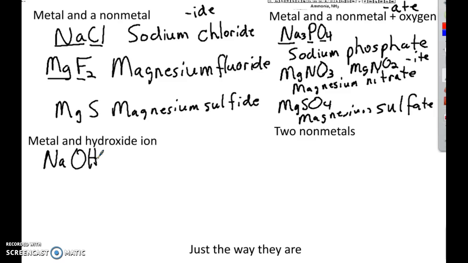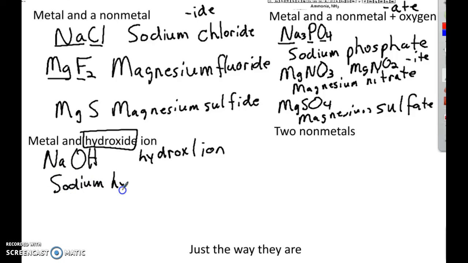Okay, OH is called a hydroxide ion, or sometimes you will hear it called a hydroxyl ion. But either way, same thing. Hydrox, hydrogen, oxygen. So it has hydrogen and oxygen together. And so that's going to be OH. So we would just put sodium, once again, hydroxide. All right. Magnesium hydroxide.